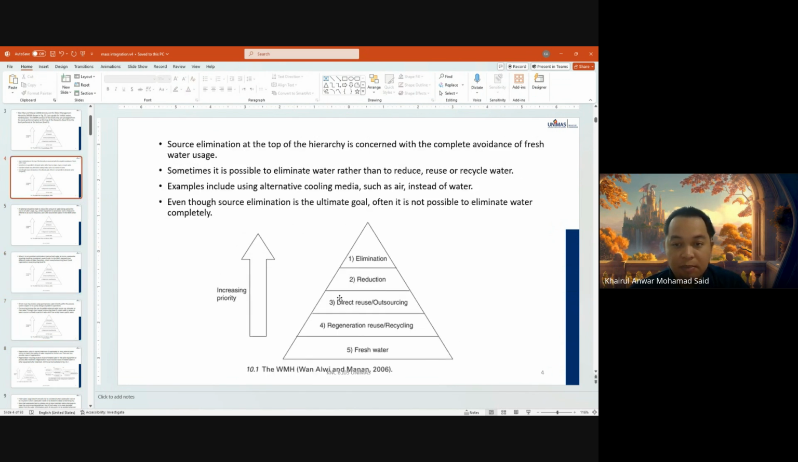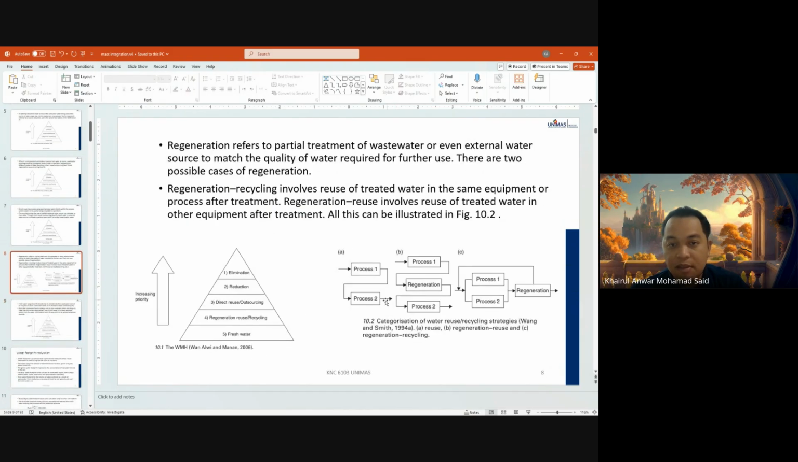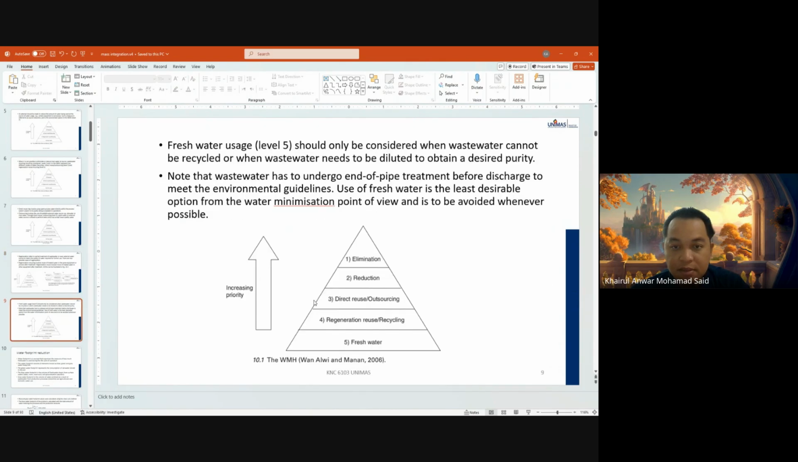This is what I explained. This is frame number four, regeneration. This is level five.